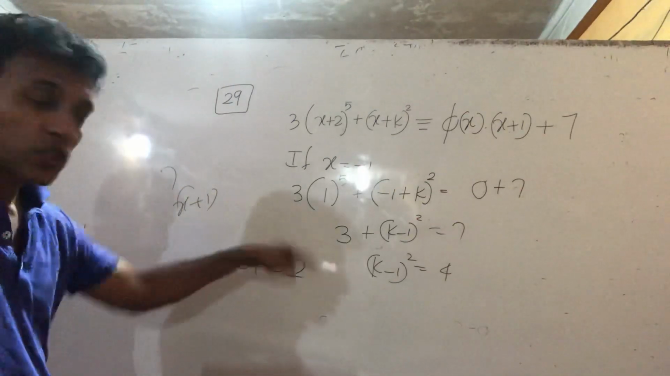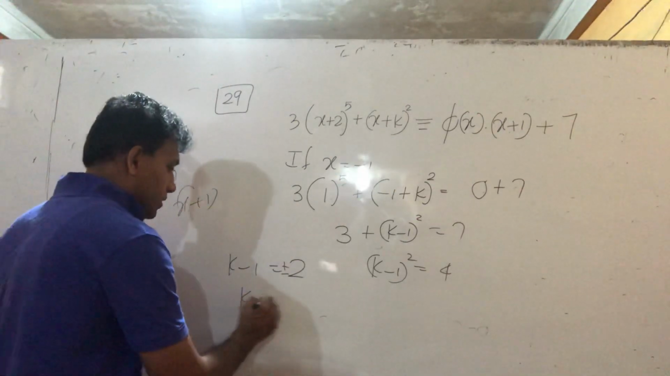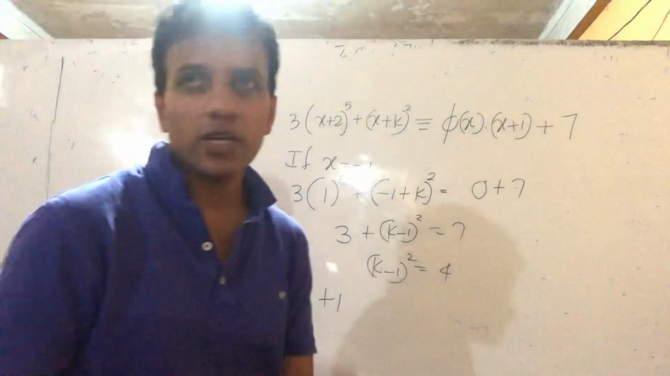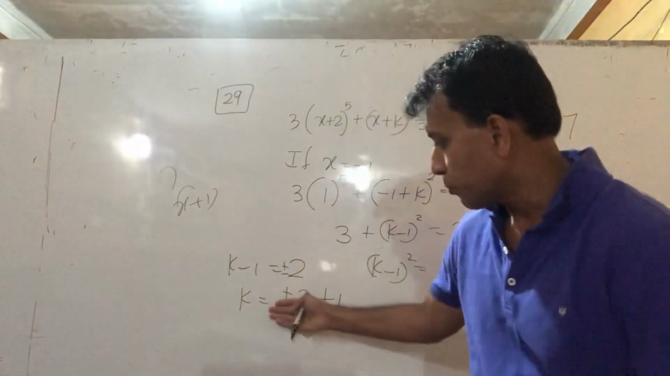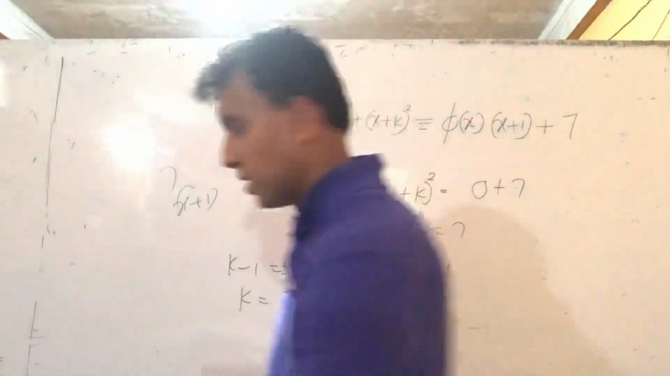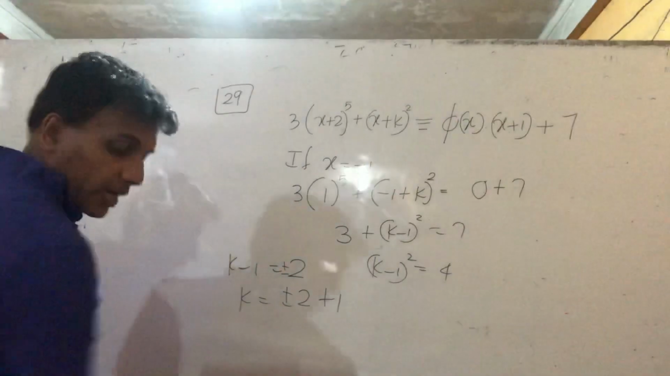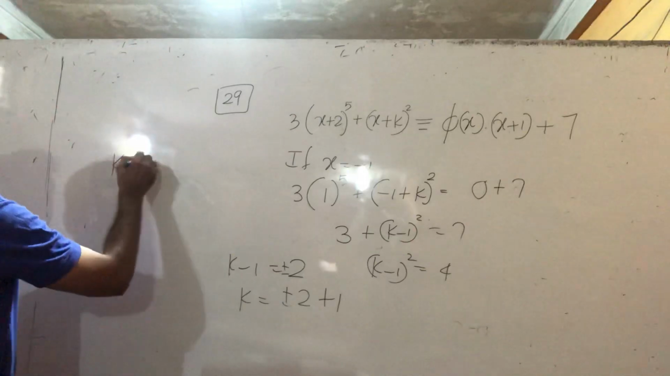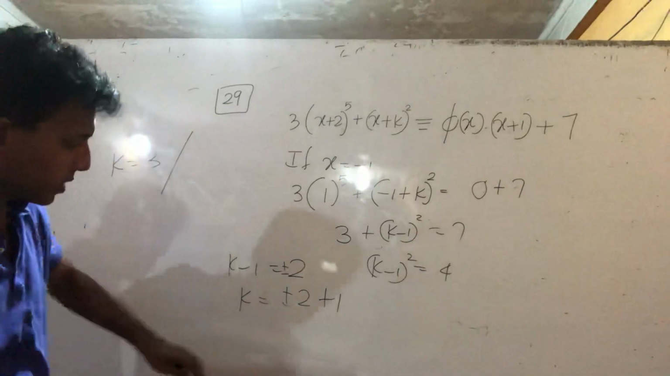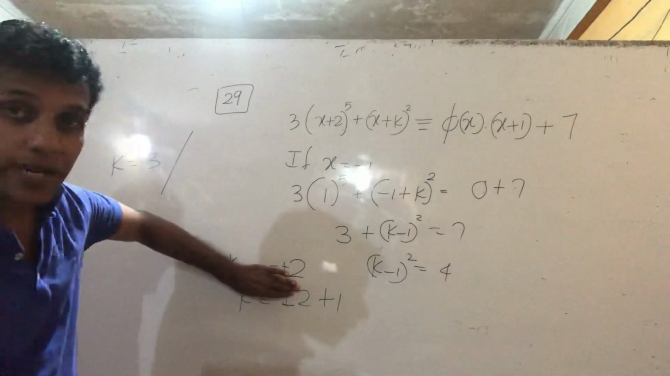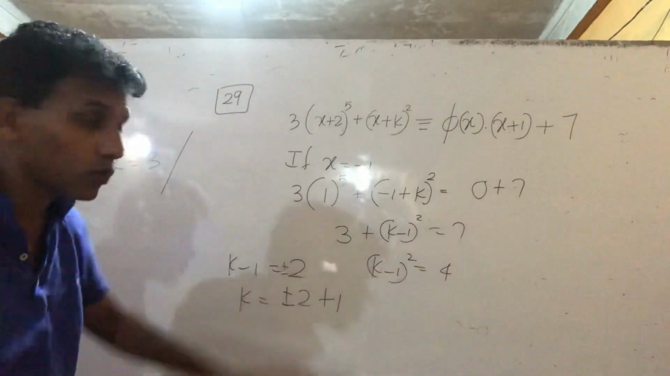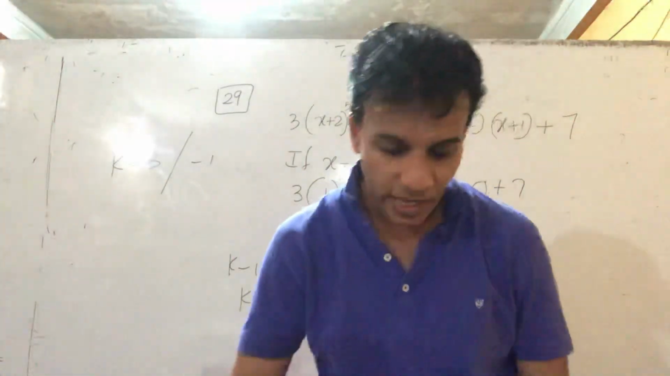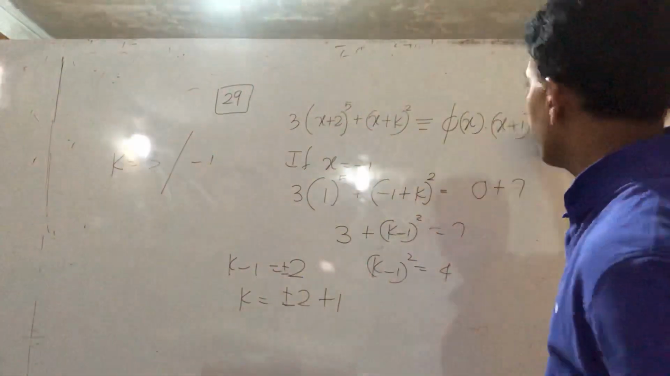If you take the minus 1 to the other side, k equals plus or minus 2 plus 1. That you learn in O-level quadratic equations. Take the positive symbol, it gives one answer; take the negative symbol, it gives the other answer. With the plus symbol, k is 3. With the minus symbol, minus 2 plus 1 is minus 1. So there are 2 solutions for k. That is question 29.